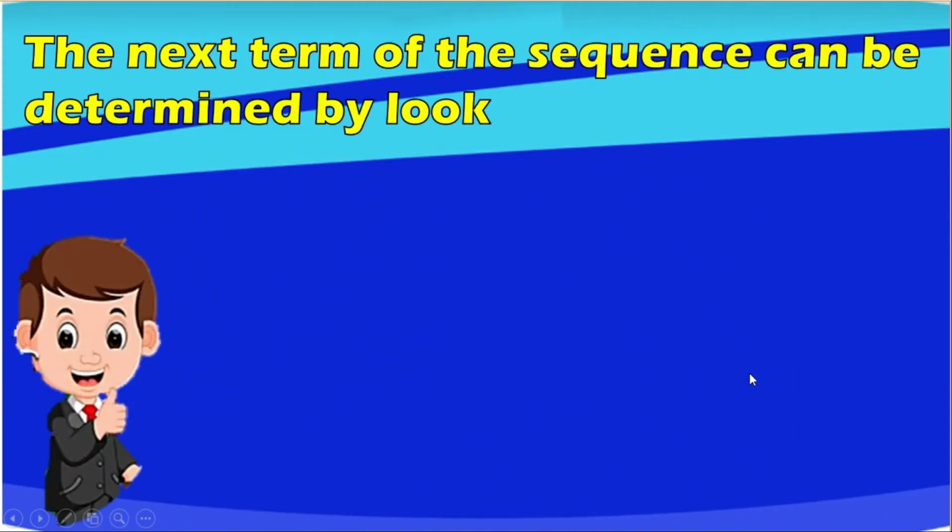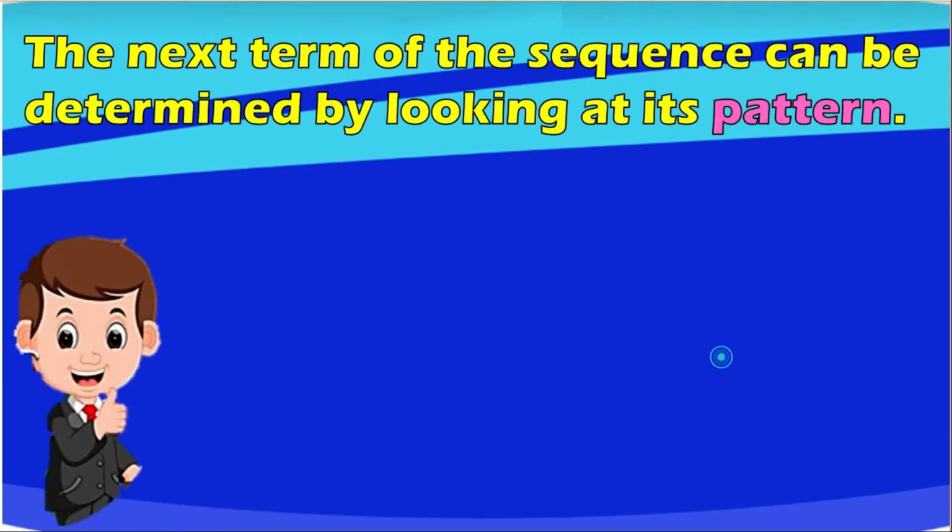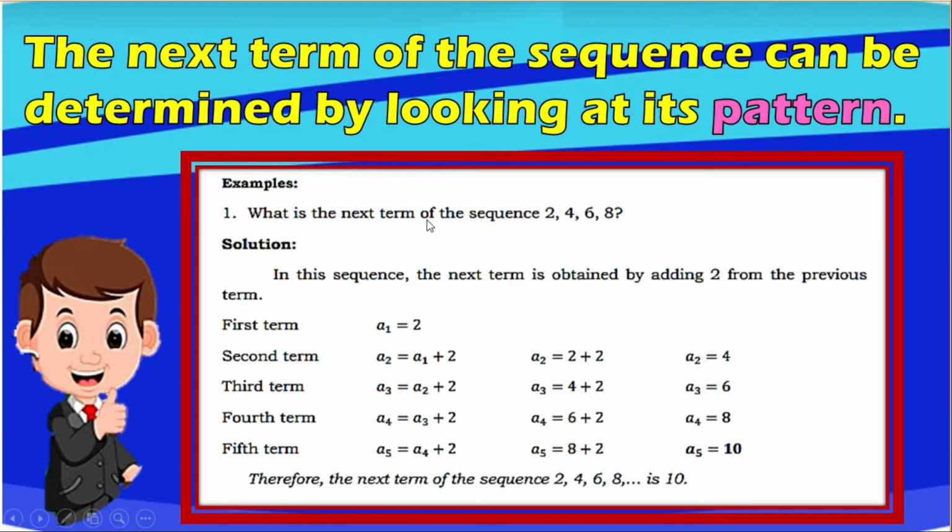The next term of the sequence can be determined by looking at its pattern. Example, what is the next term of the sequence 2, 4, 6, 8? In this sequence, the next term is obtained by adding 2 to the previous term. For example, the first term, a sub 1 equals 2. The second term can be obtained by adding 2 to a sub 1. So we say a sub 2 equals a sub 1 plus 2. Since our a sub 1 is 2, a sub 2 equals 2 plus 2. A sub 2 now is equal to 4.